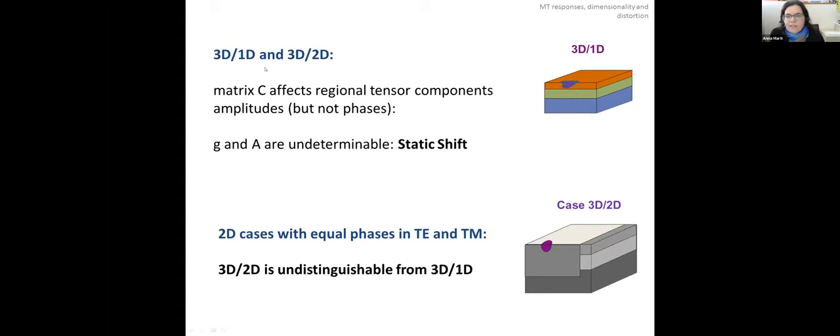In these specific cases, as I said, the matrix C only affects the amplitudes, but not the phases. The phases remain the same. As a consequence, the gain and the anisotropy are undeterminable, and this is what we call the static shift. Also, if the 2D cases have equal phases in TE and TM, then we cannot distinguish these two situations, if the distortion is affecting a 3D, a 2D or a 1D structure.